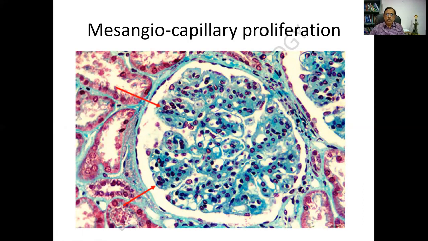In the light microscopy, it is called mesangiocapillary proliferation. After all, the glomerulus is supposed to be a tuft of capillaries, and I find a lot of them are there because it is proliferating. And the dark blue areas are the mesangium, and that is also multiplying. And hence it is called mesangiocapillary proliferation. Both are shown by means of the arrows.